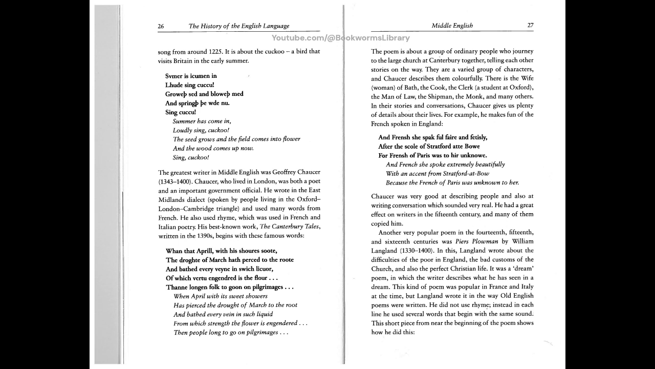The poem is about a group of ordinary people who journey to the large church at Canterbury together, telling each other stories on the way. They are a varied group of characters, and Chaucer describes them colourfully. There is the Wife of Bath, the Cook, the Clerk, a student at Oxford, the Man of Law, the Shipman, the Monk, and many others. In their stories and conversations, Chaucer gives us plenty of details about their lives.